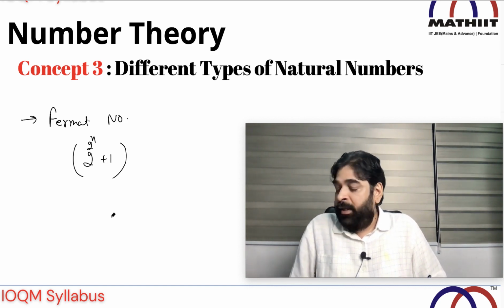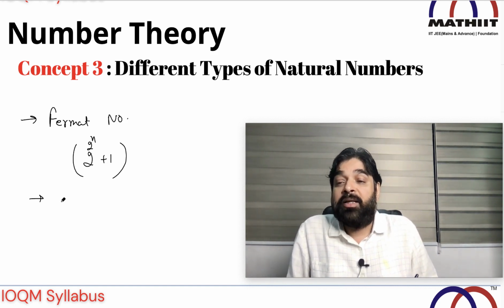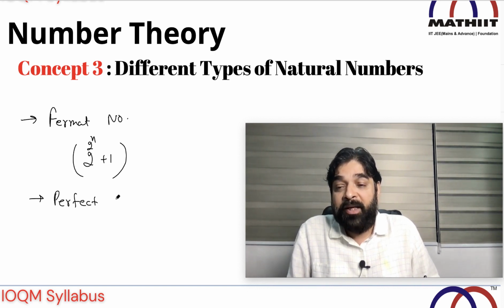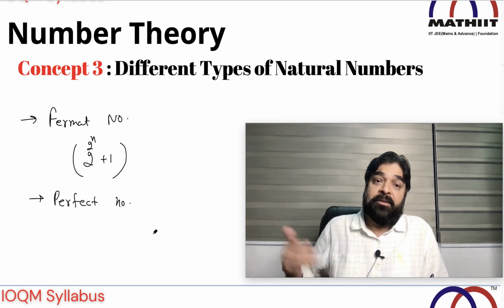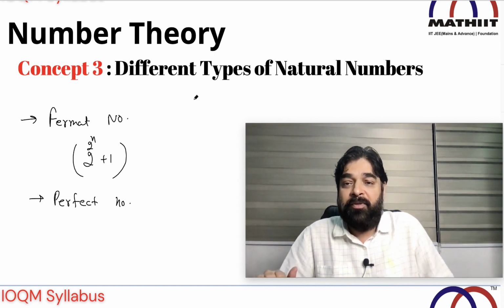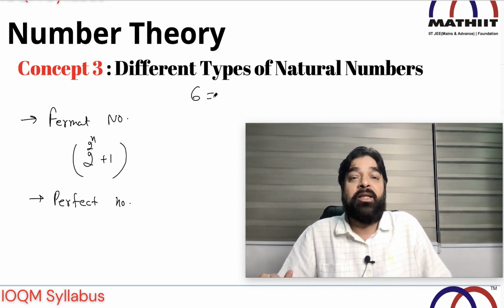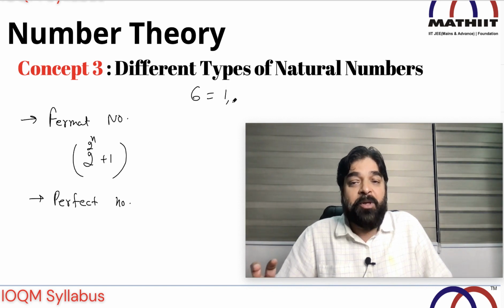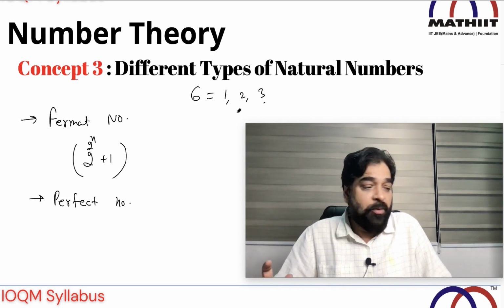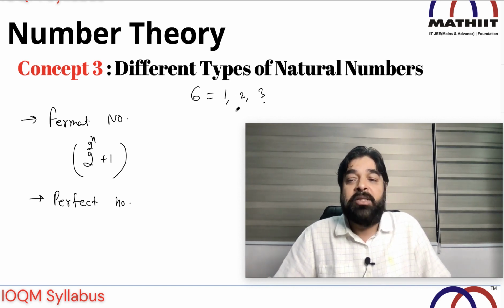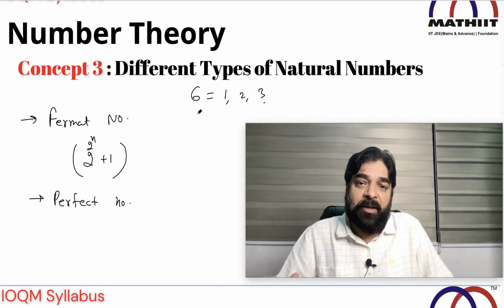Right? And another is called the perfect number. What is the perfect number? If the sum of divisors equals the number itself. The first one you can say is 6. For 6, what are the possible divisors? 1 is a possible divisor, 2 is a possible divisor, 3 is a possible divisor. Yes or no? 6 is also there, but 6 doesn't count. If you sum them, what will come? 6. So that is called the perfect number.